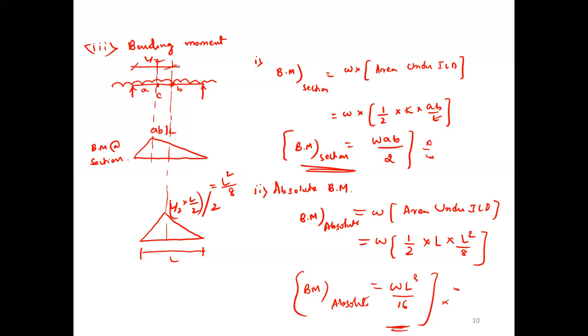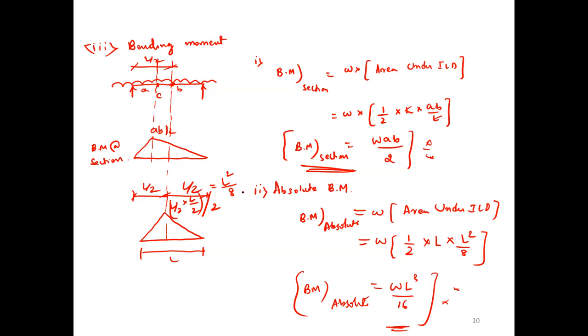Case two. Sir, yes. Can you explain again how you got L square by 8, sir, here in the bending moment? L square by 8. So you take AB by L, but what is the value of A? The A value is L by 2. What is the B value? L by 2. You multiply them, you are getting L square by 4 divided by 2. It's not 1 by 2 to cancel; it's divided by 2. So 4 into 2, 8.